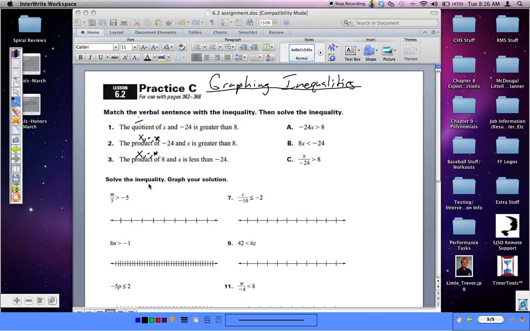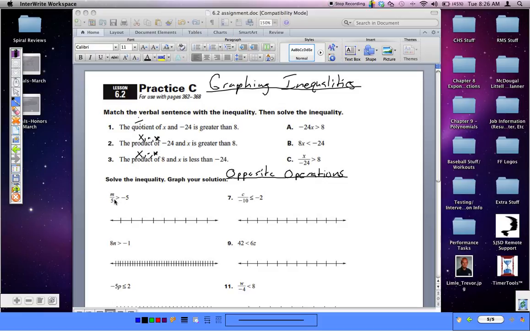When we jump into the actual inequalities and graphing them on a number line, what it is going to take to solve these is, once again, opposite operations. Same concept that happened on 6.1. So this is the big giveaway toward how to graph inequalities on a number line. So when I jump into this first one, m divided by 5 is greater than negative 5.